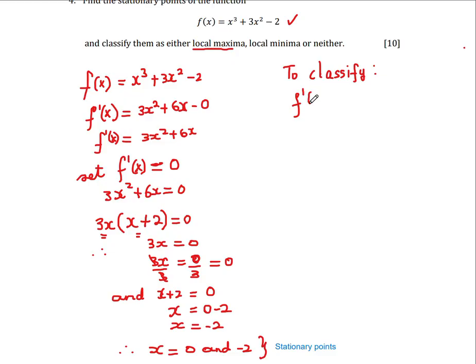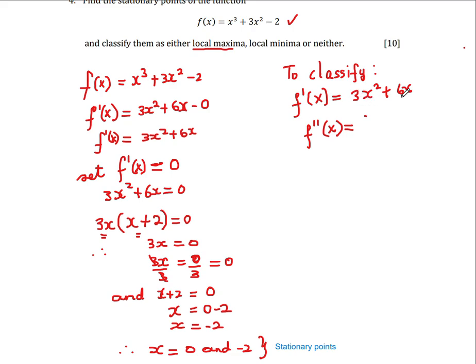So f prime x was earlier found to be 3x squared plus 6x. That's f prime x, 3x squared plus 6x. So we're going to find the second derivative, which is to differentiate the first derivative. That's what we need to do to classify the stationary points as either local max or local min. So taking the second derivative here of 3x squared, the 2 will come down to the front of the expression.